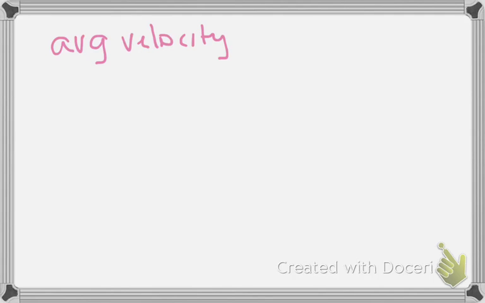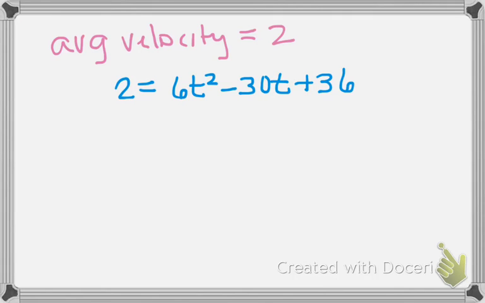happens to be 2. So we're going to take that value of 2 and we're going to set it equal to the instantaneous velocity. So when is 2 equal to 6t squared minus 30t plus 36? Can't get rid of the 6 in this case because remember, in order for us to solve this, we need to make sure it's equal to 0. So I've got to subtract 2 from this bad boy right here.